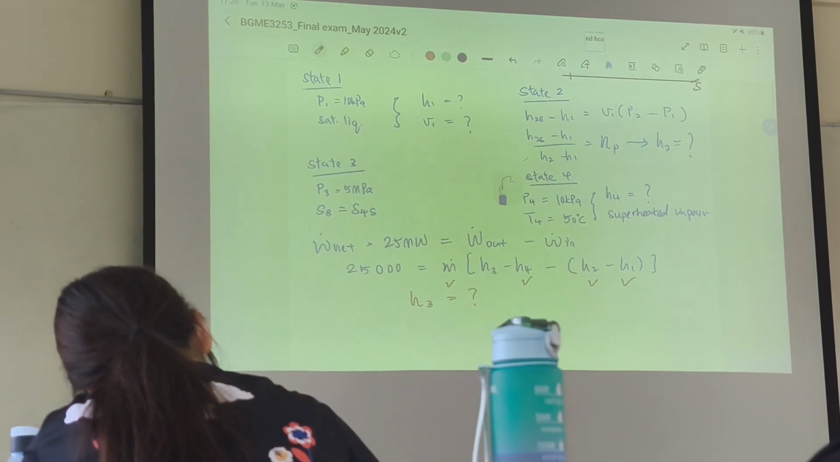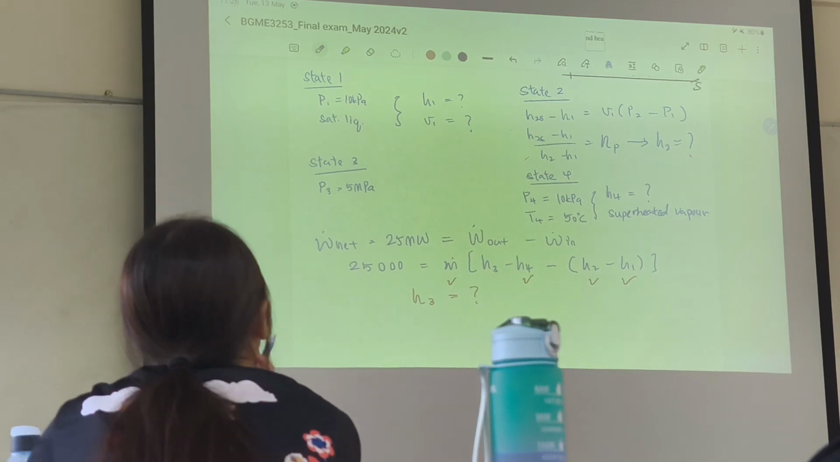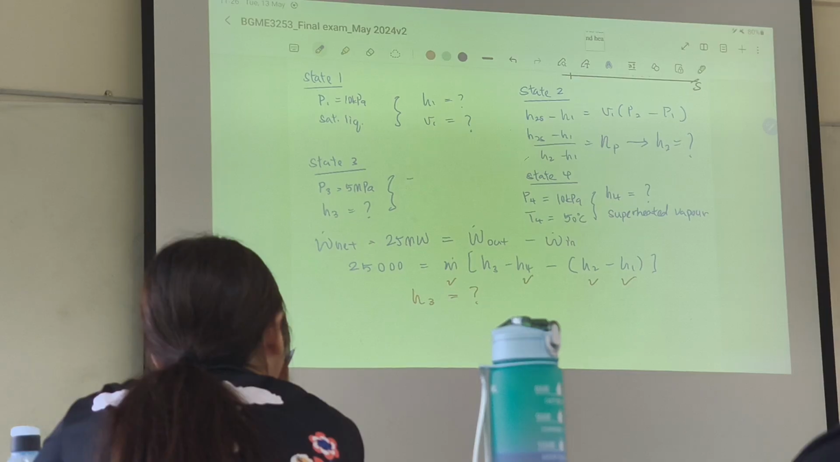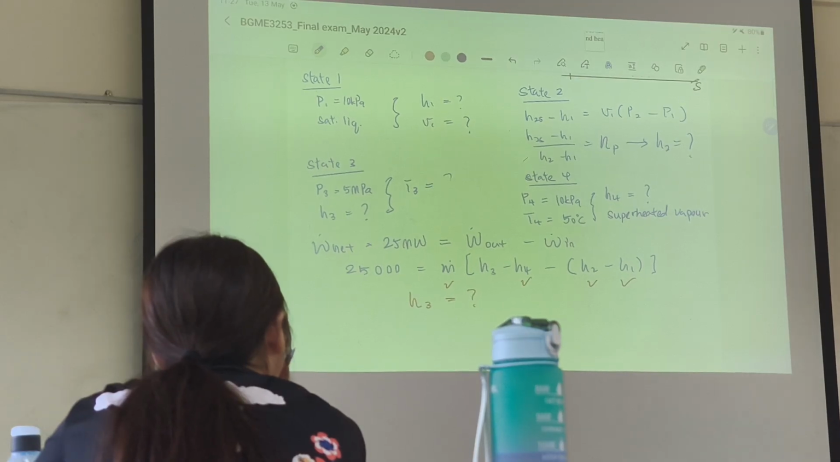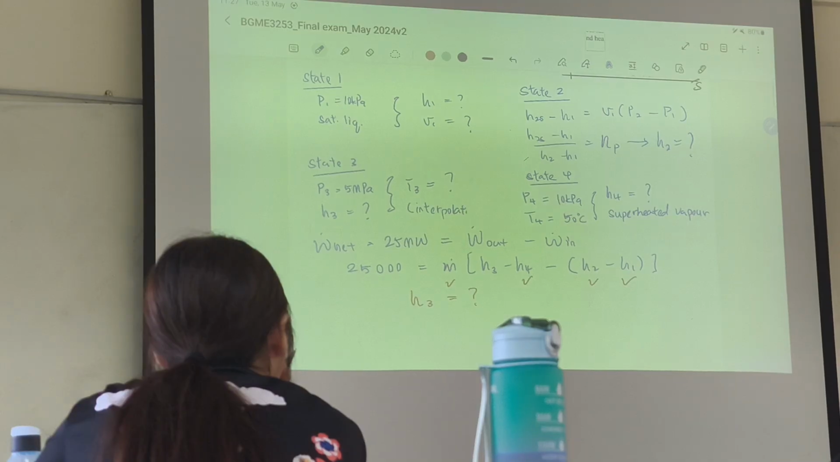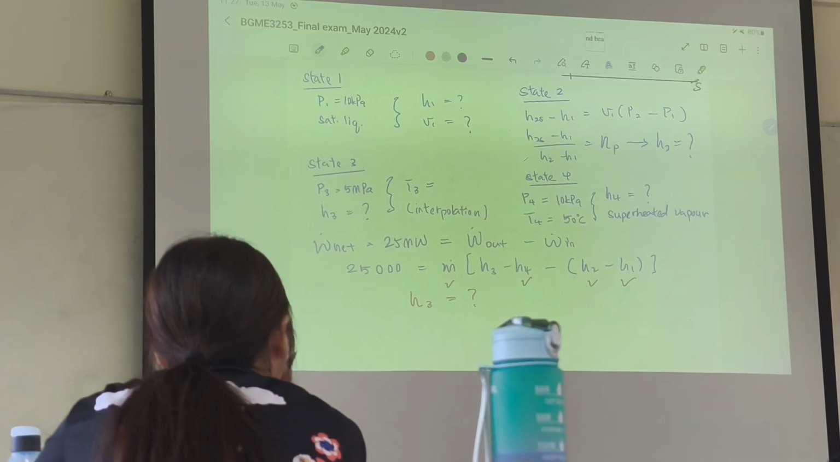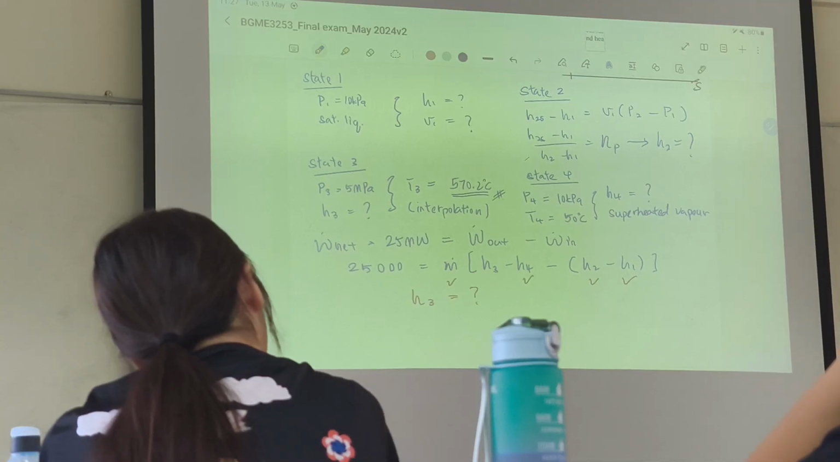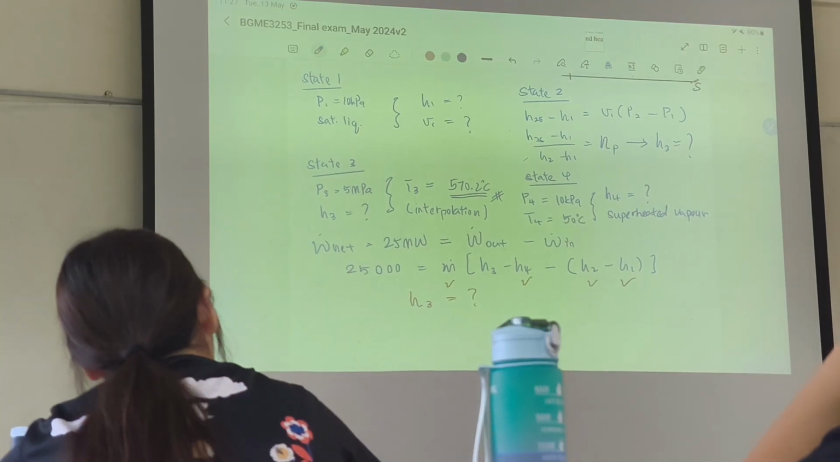So once you have H3, then you can sub in here. So here you know what is H3, right? Then you can find T3 through interpolation. So this T3 value should be this, which is given in the classic solution answer.